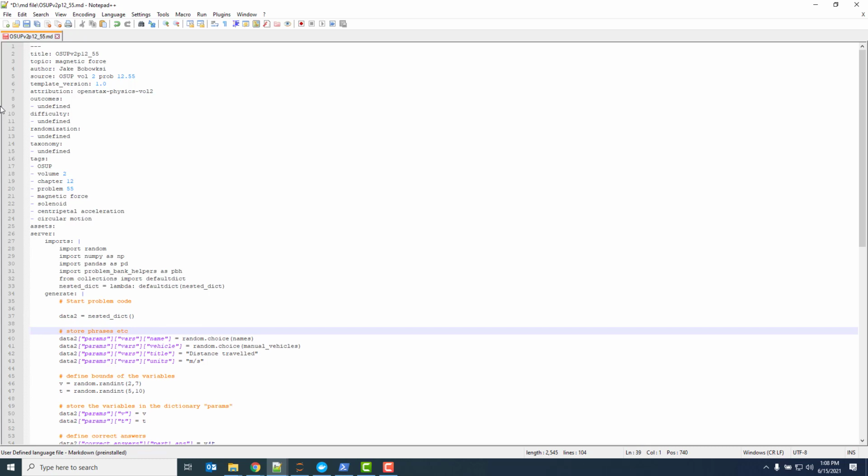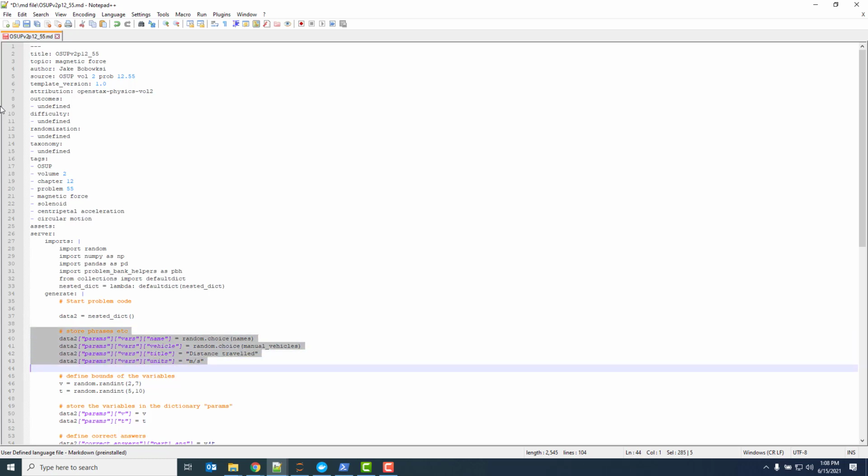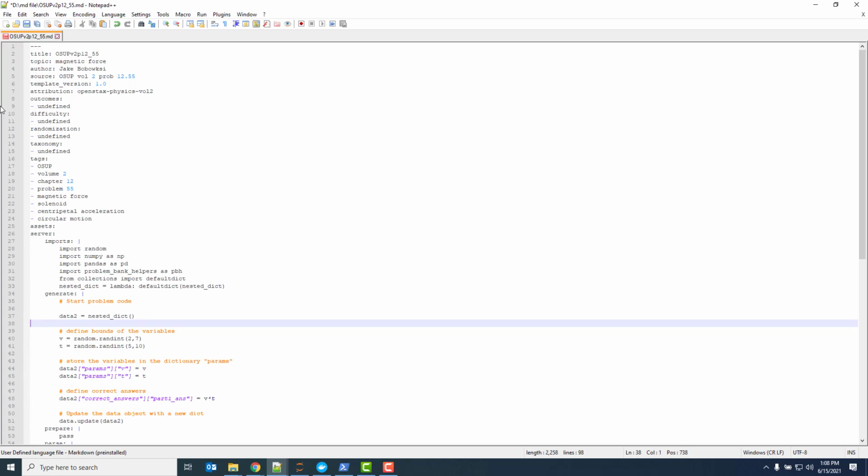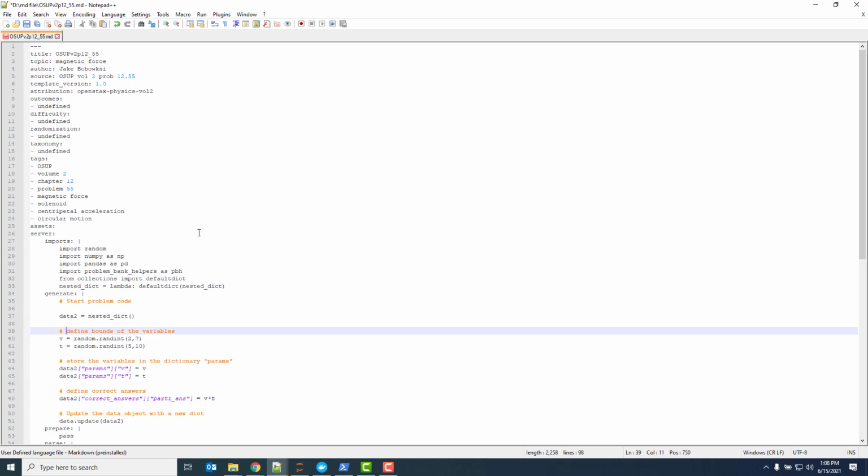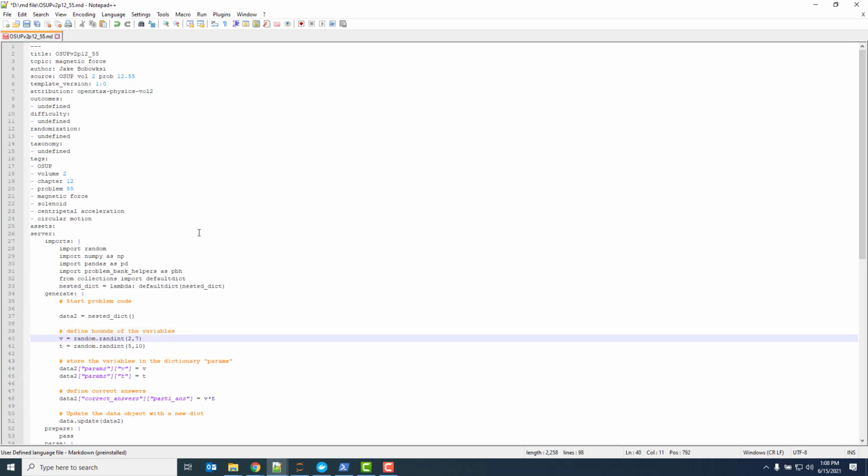Define phrases and units, we're not going to need that either, so we'll get rid of that. Okay, so this is where we're going to define our variables. In the previous video, we talked about randomizing the number of turns per unit length for the solenoid. Let's go back and use what we used previously.